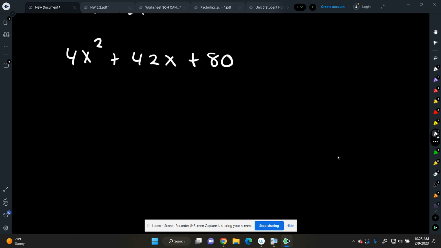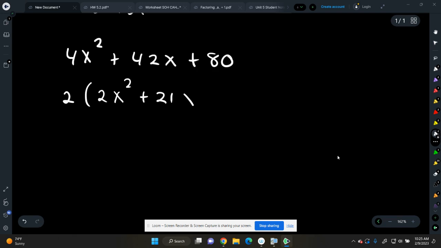Yes. Let me ask you something. What's the first thing that we learned how to do with factoring? Greatest common factor. Is there a greatest common factor? Yes, there is. What is it? Does 4 go into 42? Oh, 2. I think 2, yeah. That's going to give us 2 times the quantity x squared... rather, 2x squared plus 21x plus 40. Right? So remember, look for that greatest common factor first. Okay, now we're going to factor what's left inside the parentheses.